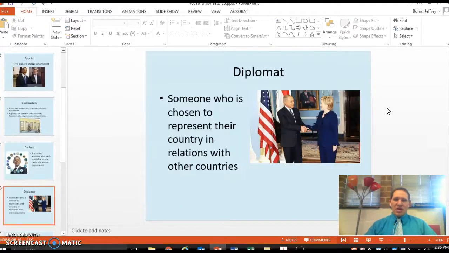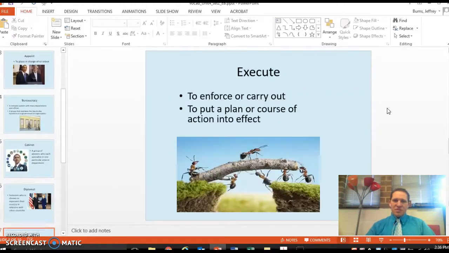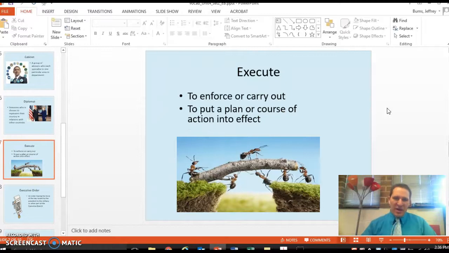Alright, we have a diplomat is the fourth word. One of the roles of the president acts as chief diplomat. So a diplomat is someone who represents their country in relation to other countries or other organizations. Okay, that's a diplomat. So here you see Hillary Clinton meeting with a diplomat from a foreign nation. Alright, on the back we have execute, which put both of these bullets here.